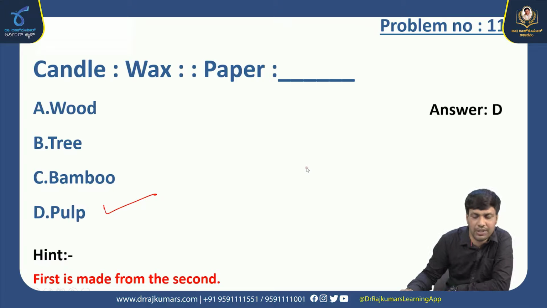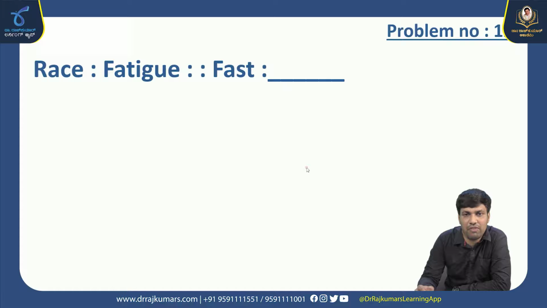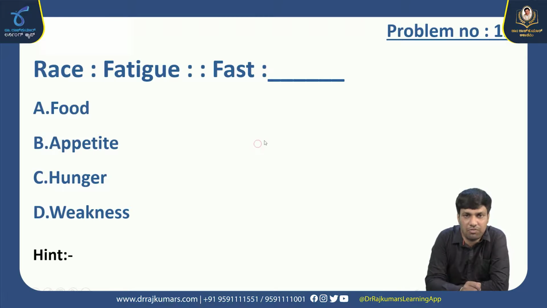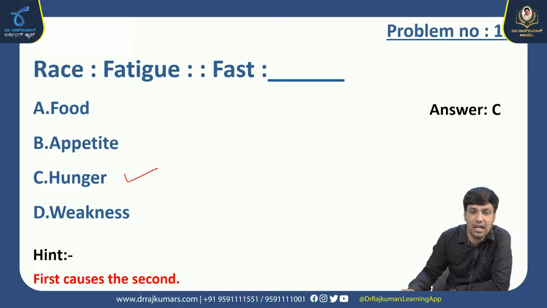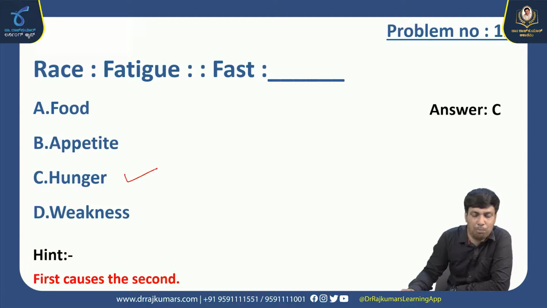Moving on to our next question, problem number 12. Race relates to fatigue, whereas fast relates to dash. Options are food, appetite, hunger, and weakness. If we check the hints, race causes fatigue. Fasting causes hunger. The right option for this question is option C. Moving on to our next question.